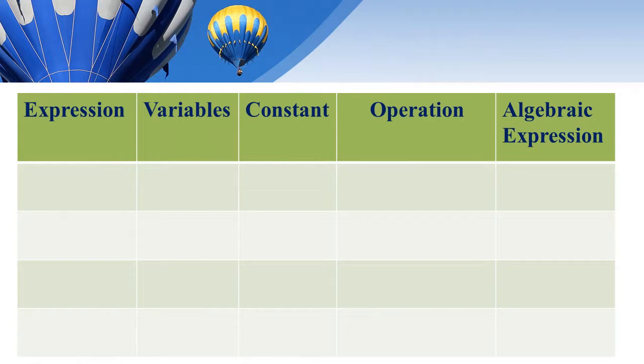Let us see some more examples of algebraic expressions. First, the given expression is a plus 4. Let us find the variables, constants and operations, and whether the given expression is an algebraic expression or not. Here the variable is a, the constant is 4, the operation is addition. So the given expression has a variable and a constant connected by an arithmetic operation. So it is an algebraic expression.